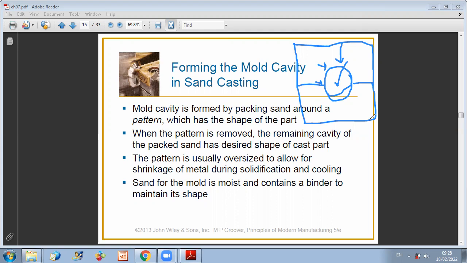Now, as we said already, the pattern is usually oversized in order to allow for shrinkage of metal during the solidification and cooling processes. And the sand for the mold is moist and contains a binder to maintain its shape. So we have a certain humidity level within your sand, and you add some adhesives to maintain the shape of your mold.